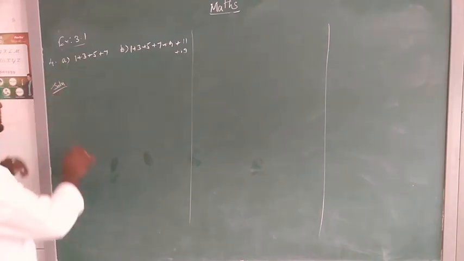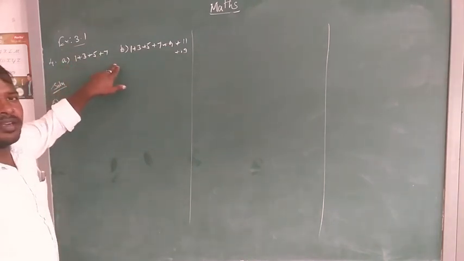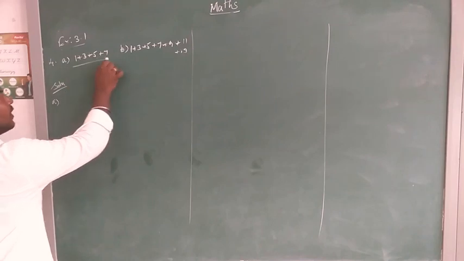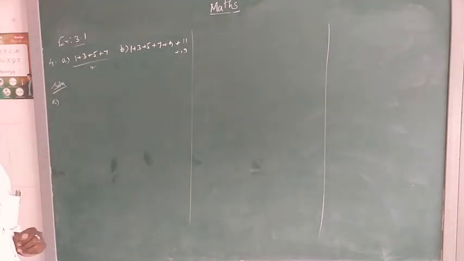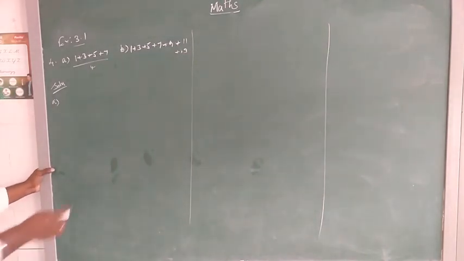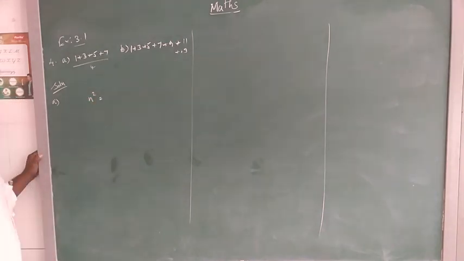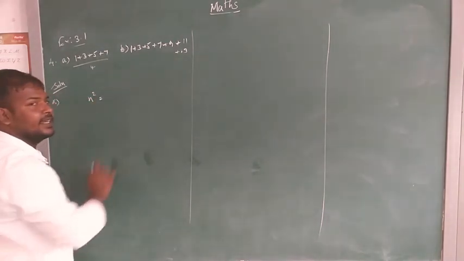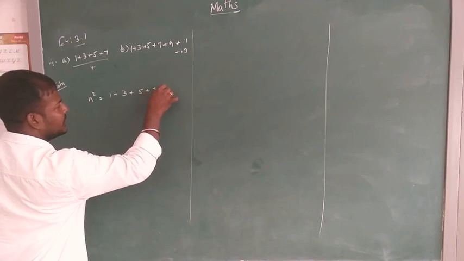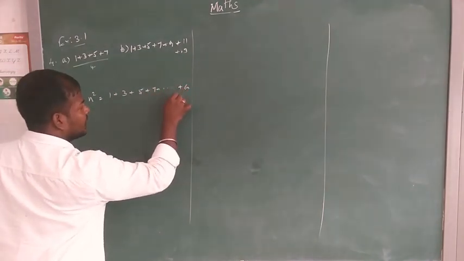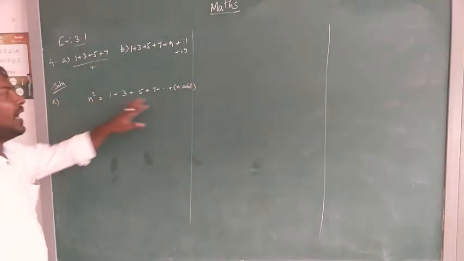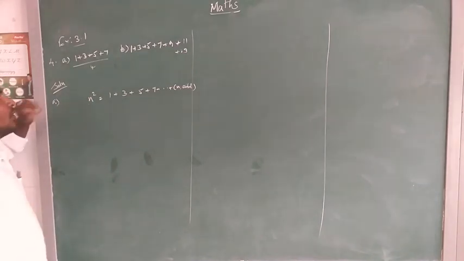So look at it here. First problem: all are odd numbers, so it is consecutive odd numbers. How many consecutive odd numbers are there? 4 consecutive odd numbers. One property we studied: n square means we add the first n odd numbers. 1 plus 3 plus 5 plus 7, up to the first n odd numbers. If you add, it equals n square. So we can conclude here.